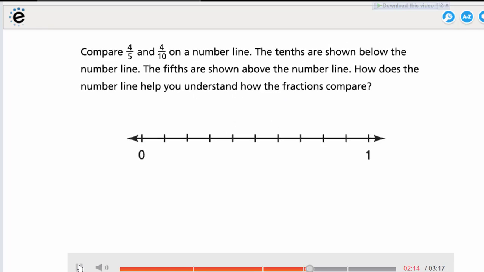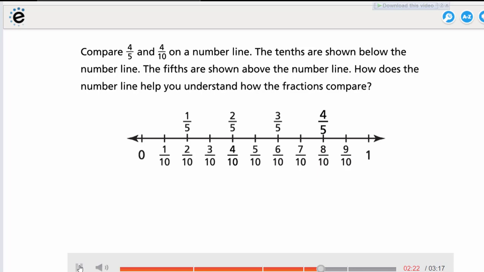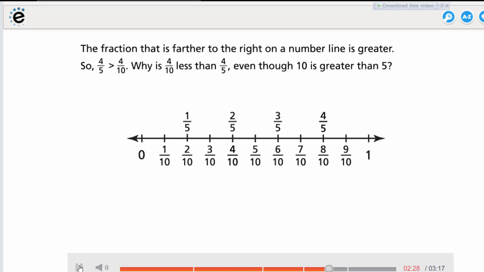Compare 4/5 and 4/10 on a number line. The tenths are shown below the number line. The fifths are shown above the number line. How does the number line help you understand how the fractions compare? The fraction that is farther to the right on a number line is greater. So 4/5 is greater than 4/10.